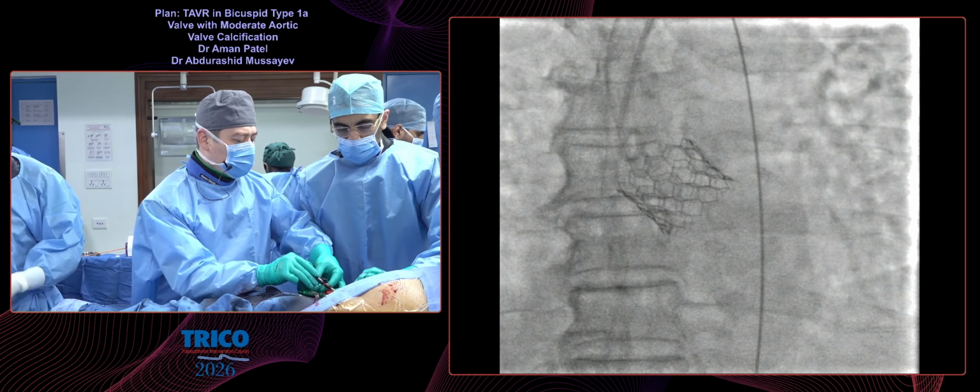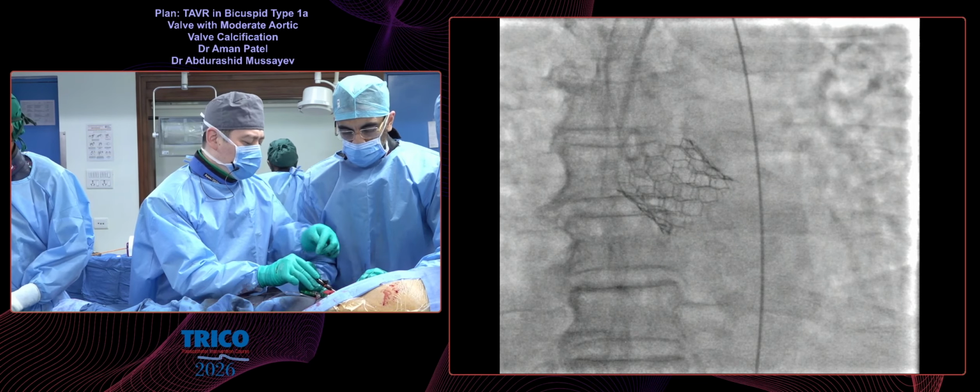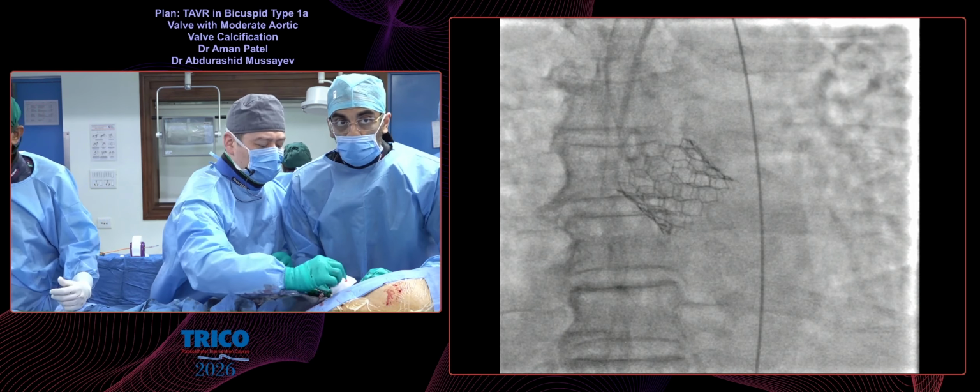As we can see, there is a little under-expansion at the fusion of the cusp. It also tells me that it was a good idea to pre-dilate. Now we demonstrate hemostasis with one ProGlide, one Angio-Seal. Please focus the camera over here.